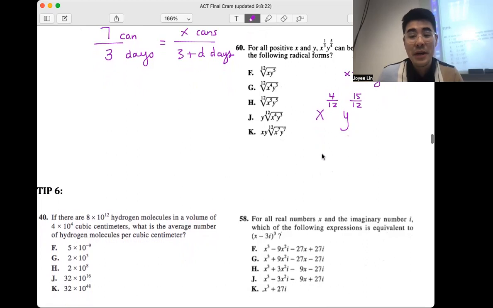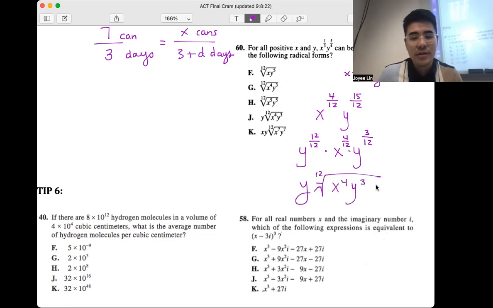So how many can we pull out in front? We can pull out 12, 12 out of 12. That's 1 Y. We still have 4 out of 12 here. And then how many Y's do we have left? We have 3 out of 12, right? That addition rule, when we multiply 2 exponents together, we're adding the exponents. So we have a full Y out in front, and then we have the 12th root on the inside, and we have X to the 4th, Y to the 3rd. There's many, many ways you could try to do this. This is just one way.